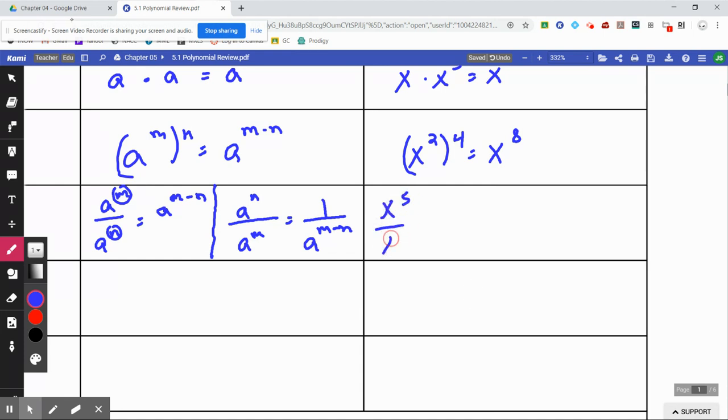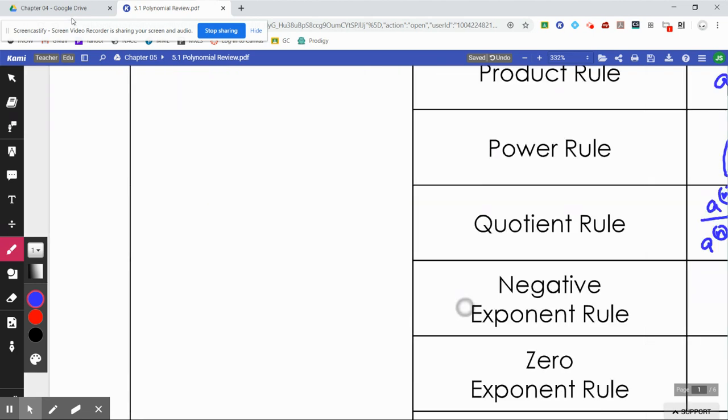x to the fifth over x to the second. There's 5 x's on top, 2 on bottom. Let's subtract. Since there's more on top, put your answer on top. So really, you don't even need a bottom. You could put over 1, but you don't have to. If it was x to the second over x to the fifth, you do the exact same thing. You do 5 minus 2. However, since there's more on bottom, you'll put your answer on bottom. You'd put a 1 on top.